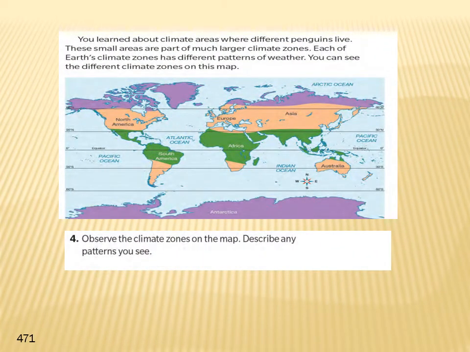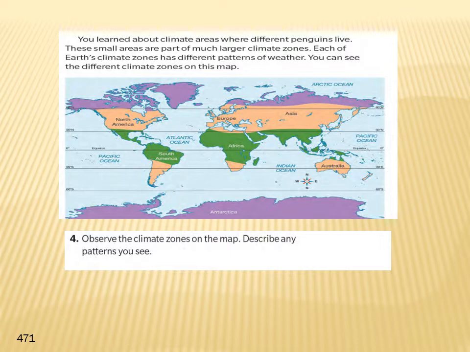You learned about climate areas where different penguins live. These small areas are part of much larger climate zones. Each of Earth's climate zones has different patterns of weather. You can see the different climate zones on this map.